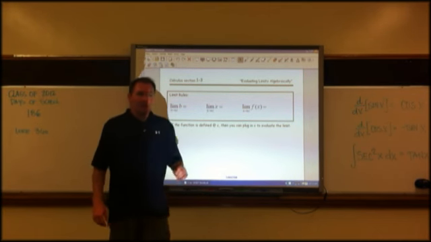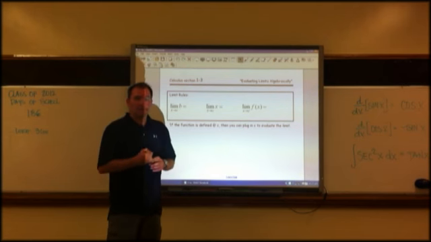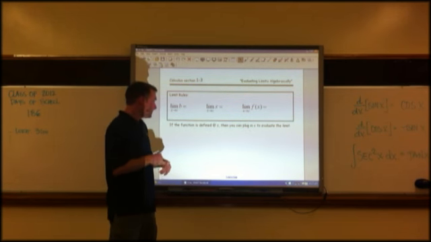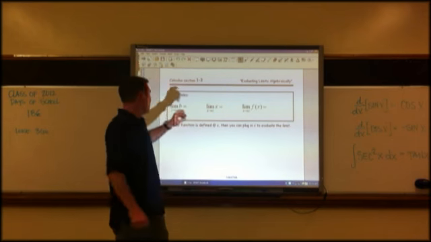Alright, so we've looked at finding limits using graphs and tables, and I want to take a look at a more analytical method. So what we want to do is establish some rules for limits.